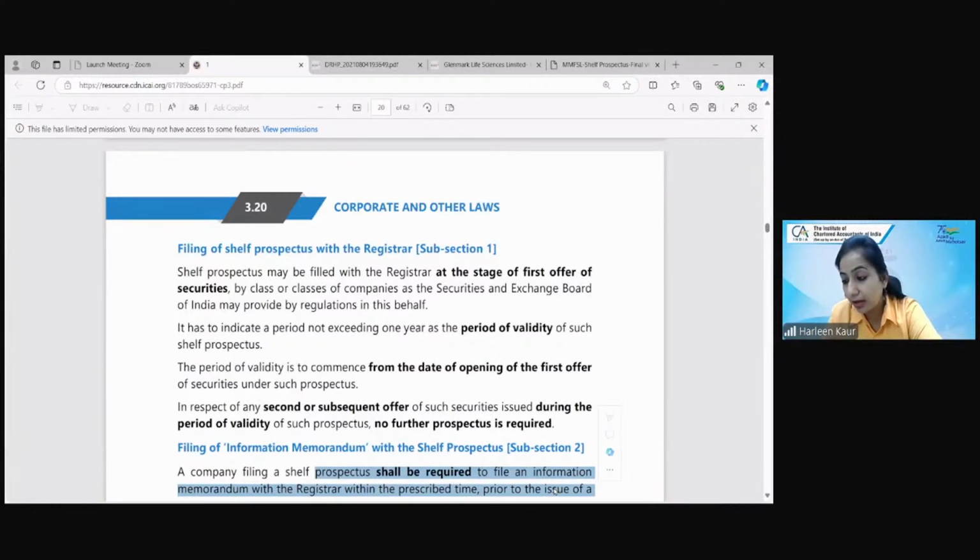Yes, we'll see all the types of prospectus today. A shelf prospectus we have seen. Then I will be showing you red herring prospectus. Then I will show you prospectus also. All this is there today for you.